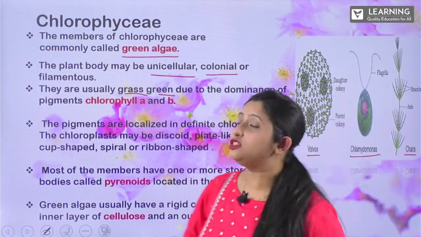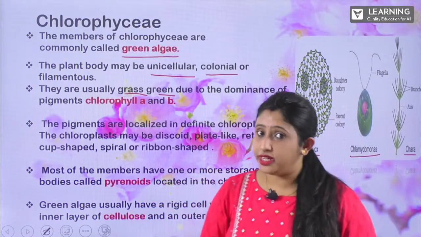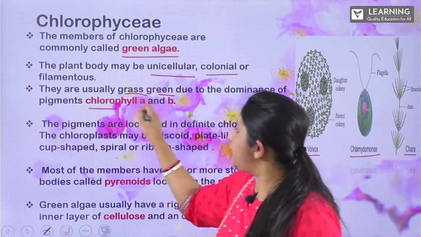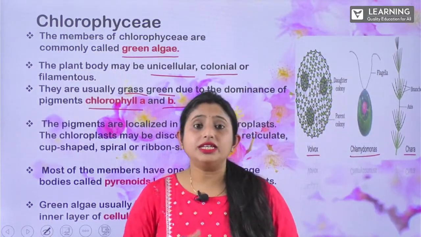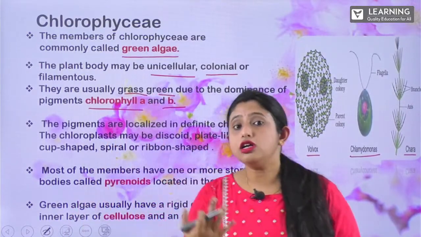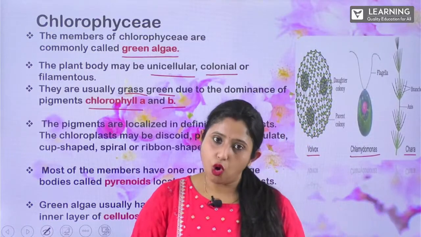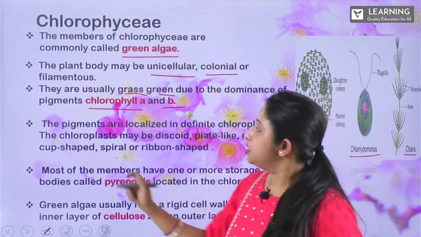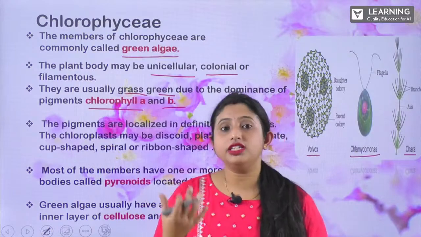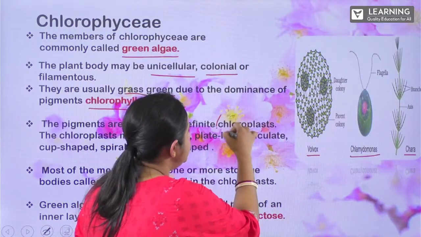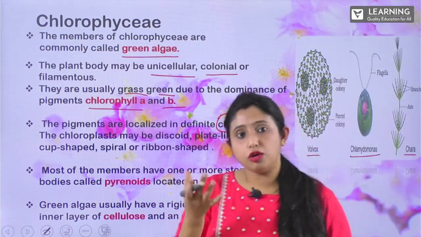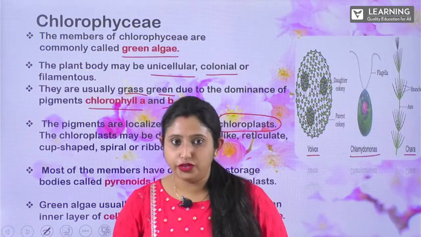They are usually grass green due to the dominance of pigments. What are the various chlorophyll pigments present in them? Chlorophyll A and chlorophyll B, because of which the algae can prepare its own food. The pigments are localized in definite chloroplasts, where the plant prepares its own food.